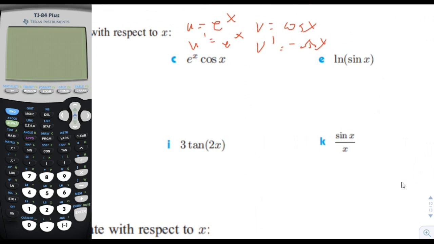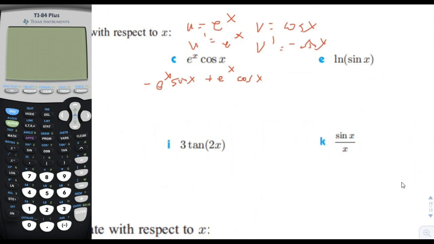Now we're going to do the product rule. So we're going to have e to the x times v dashed, negative sine of x, plus u dashed, e to the x, times v, which is cosine of x.